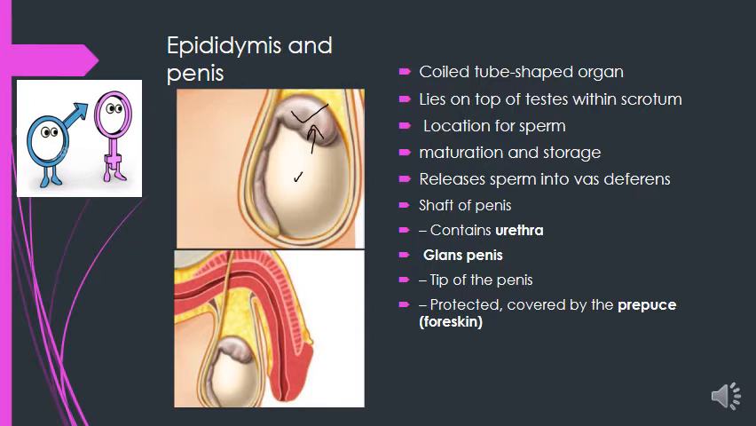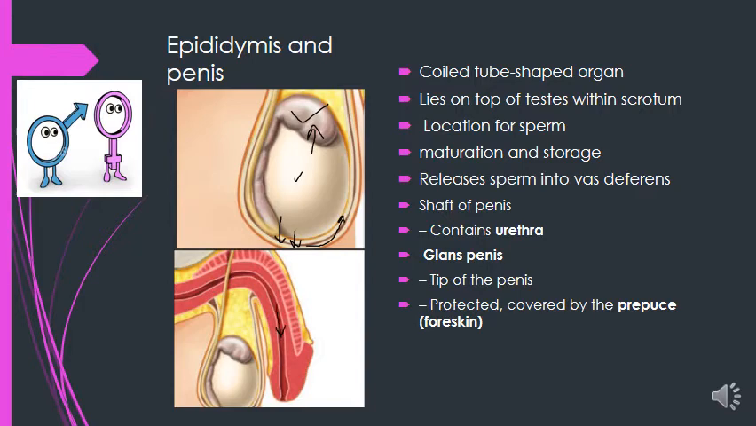Okay, when the sperm is matured, it is released into the vas deferens, as you can see here in the diagram. When the sperm is fully matured, it is released into the vas deferens, and here it can travel and reach the shaft of the penis. Here you can see.